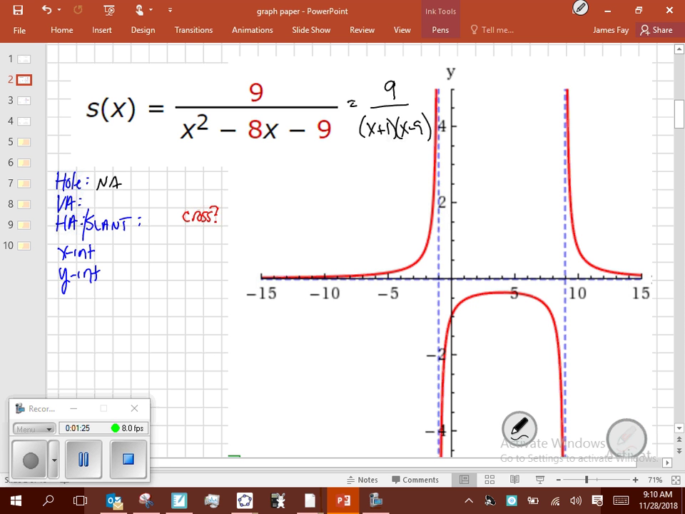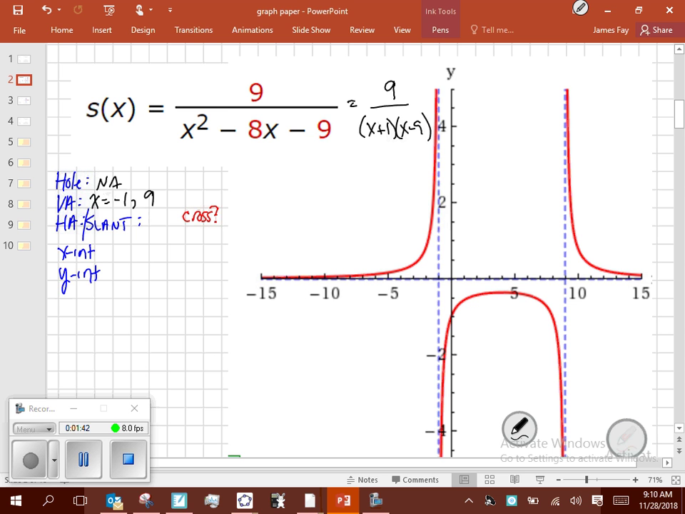Vertical asymptotes are where you divide by 0, correct? So what x values are going to give you vertical asymptotes? -1 and 5 and 9, right? So those equations, x equals -1, x equals 5 and x equals 9 would be my vertical asymptotes.